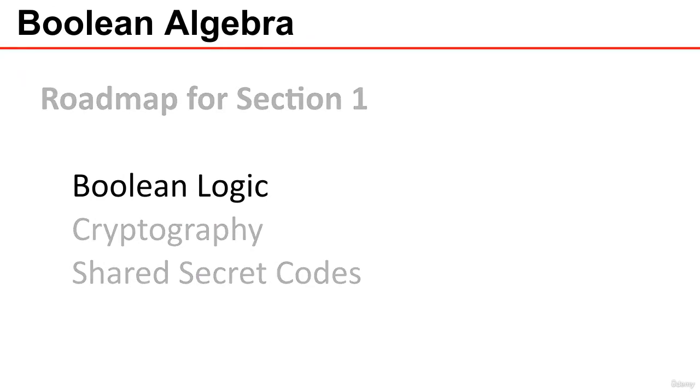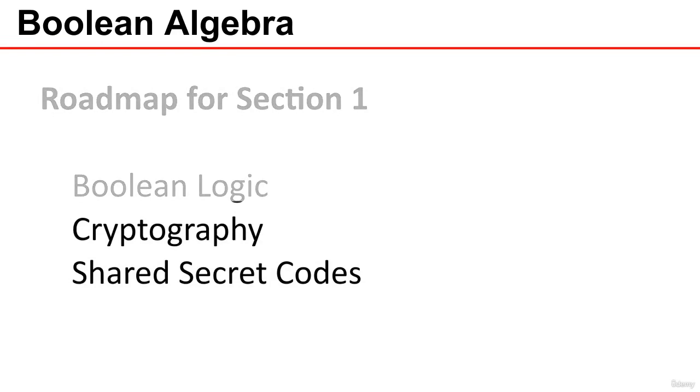The first section of this course will discuss Boolean algebra. This is a refresher of the Boolean logic you might have studied in high school. Even if you have already studied Boolean algebra in school, do not skip this entire section. Instead, focus on the later lessons in this section. Quantum cryptography, which is built upon simple Boolean logic and shared secret codes, is discussed in the later lessons.